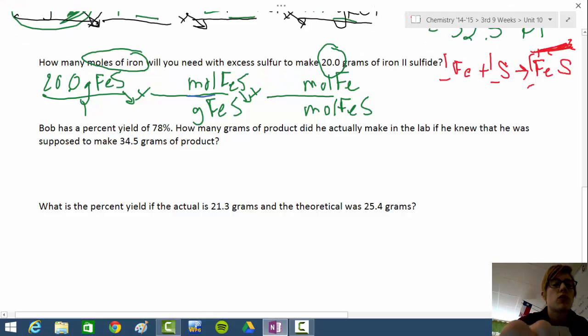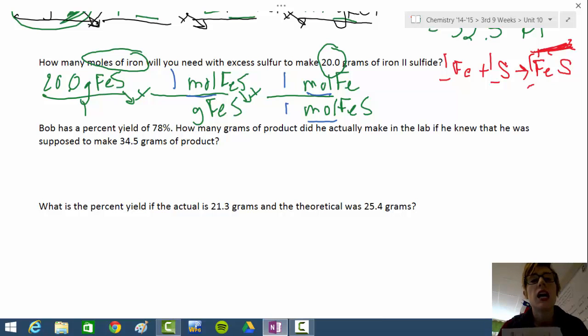This one is moles over grams, so it's 1. This one is moles over moles, so I use my coefficients, which, by the way, are all 1. So I'm just going to put a 1 there. And then I have grams, so I do molar mass for grams. The molar mass for iron is 55.845. I'm going to add that to its buddy sulfur, which is 32.066. And I get 87.9.